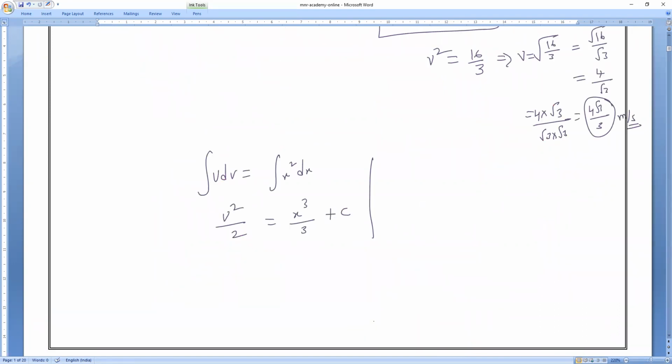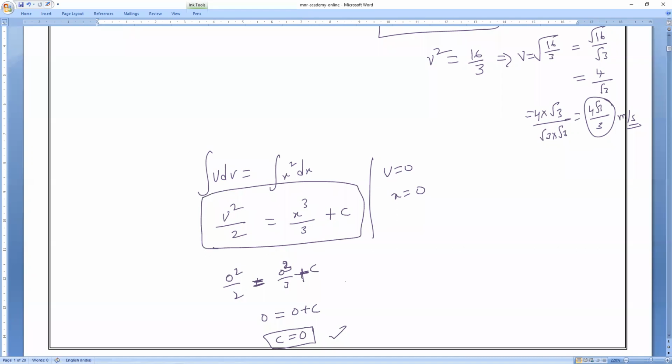Plus c. So we all know v is equal to 0, x is equal to 0. Then if you substitute it, 0 square by 2 equals 0 cube by 3 plus c. So 0 is equal to 0 plus c. C is equal to 0. Then what is the function? This is the function. So you can substitute x equals to what? Displacement equals to 2.